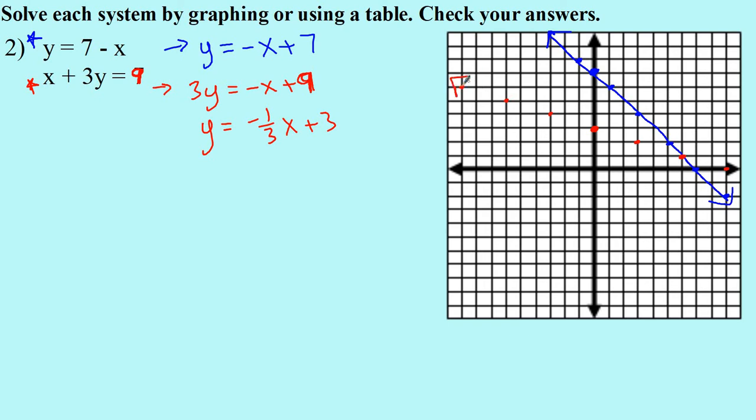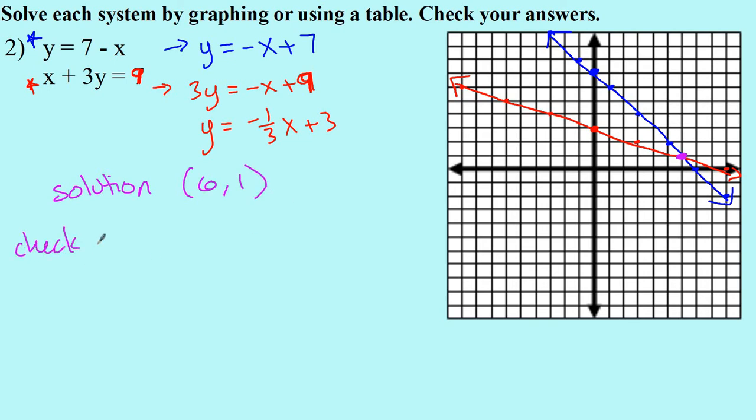Again, just to complete the sketch, make sure you go edge to edge. That's always how you want to graph it. You don't want to just stop in the middle. Then here our solution is right here. That is at 6 comma 1. The solution is 6 comma 1.